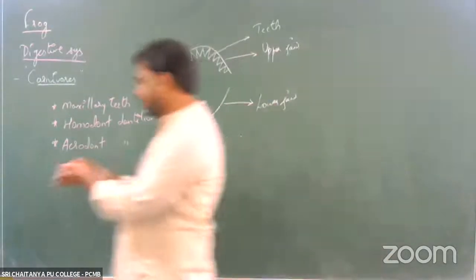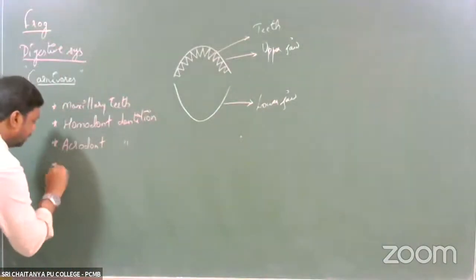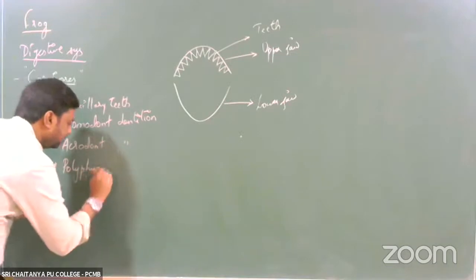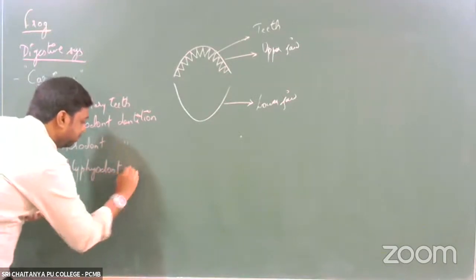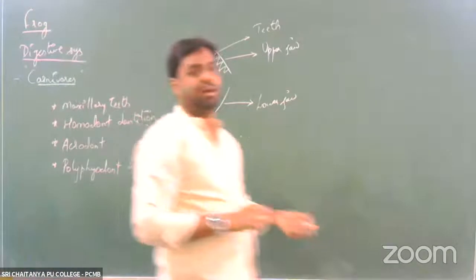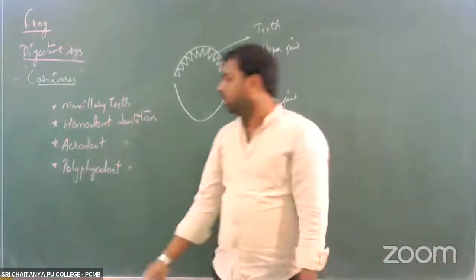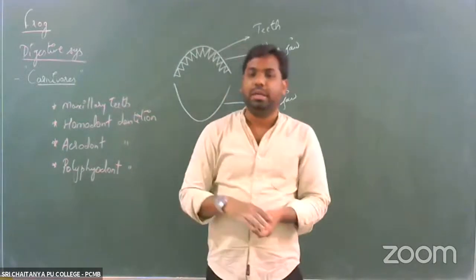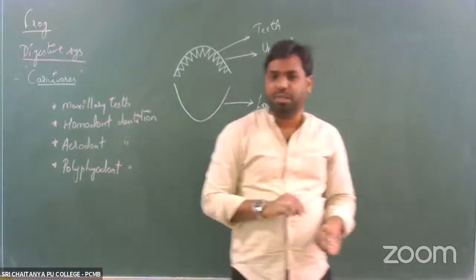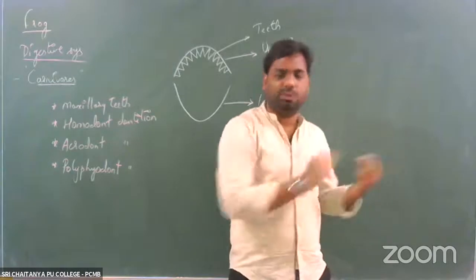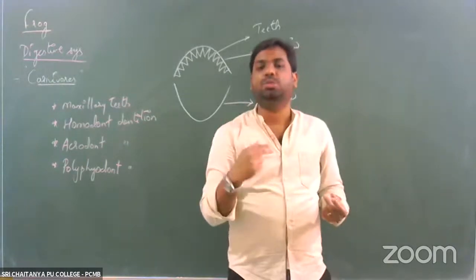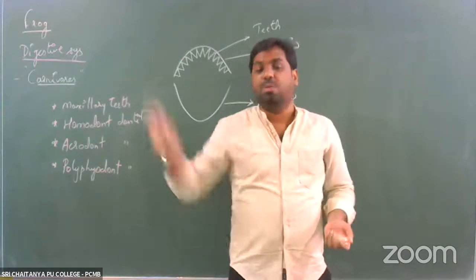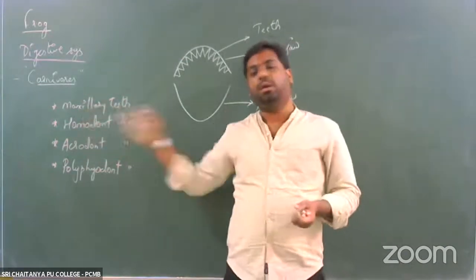And the last type of dentition here, we will call the polyphyodont dentition. Now, what does polyphyodont mean? Poly refers to many, right? So many teeth. In humans, we know that there are only two sets of teeth, the milk teeth and the permanent teeth. So in humans we call it diphyodont dentition. Whereas here, we are calling it polyphyodont dentition.